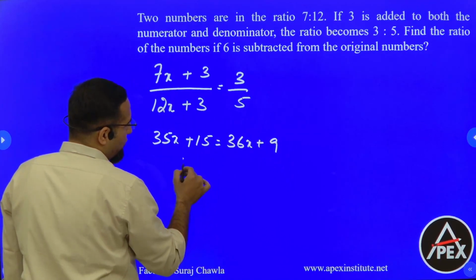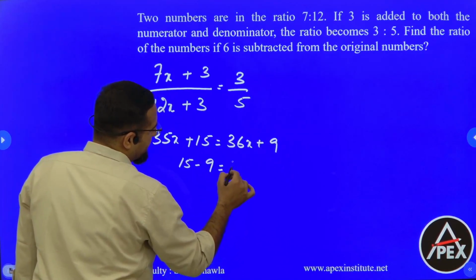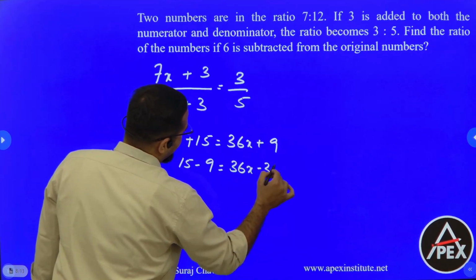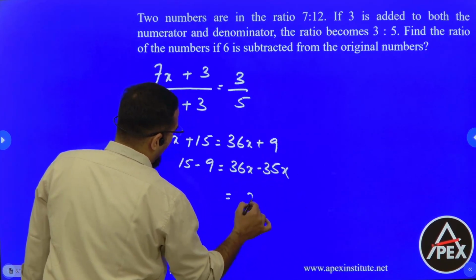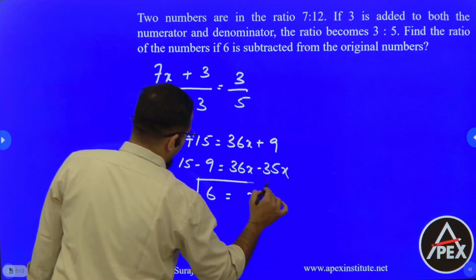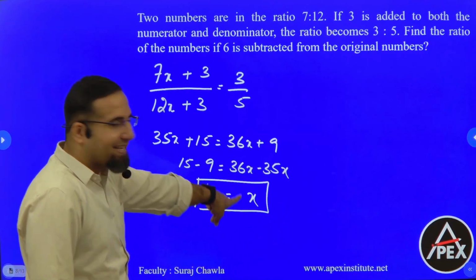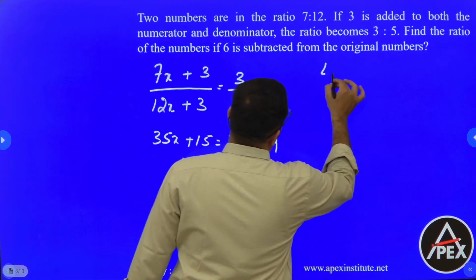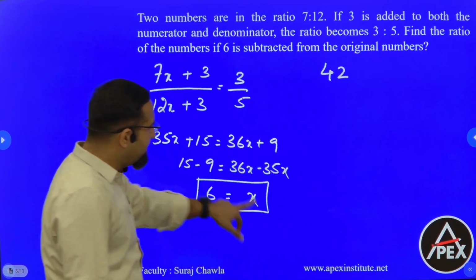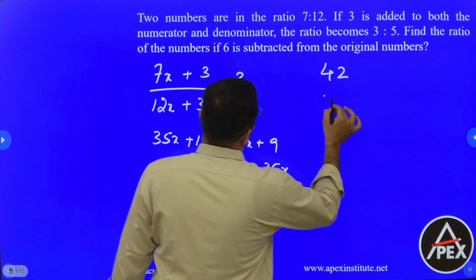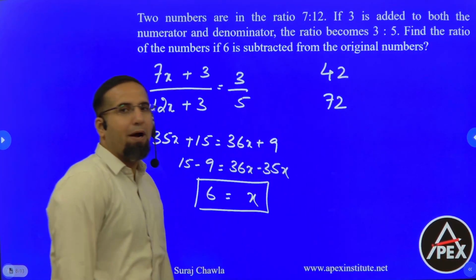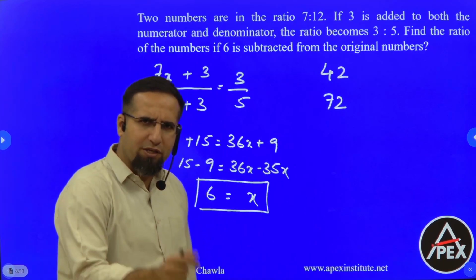इसको सिंप्लीफाई करेंगे तो क्या हो जाएगा गाइस? 15 minus 9 is equal to 36x minus 35x और हमको मिल जाएगा x का वैल्यू 6. तो what were my numbers? 7 6s are 42 and 12 6s are 72. These are my numbers. Now what is the question asking us?